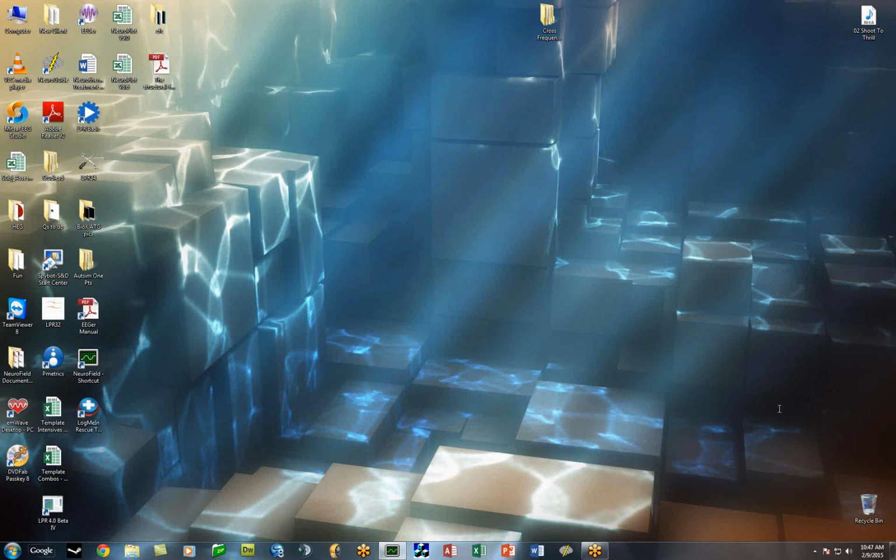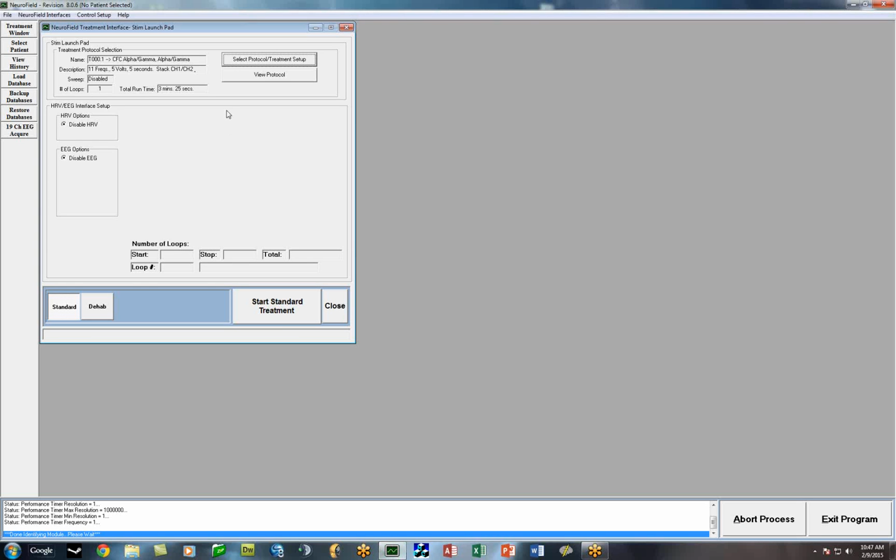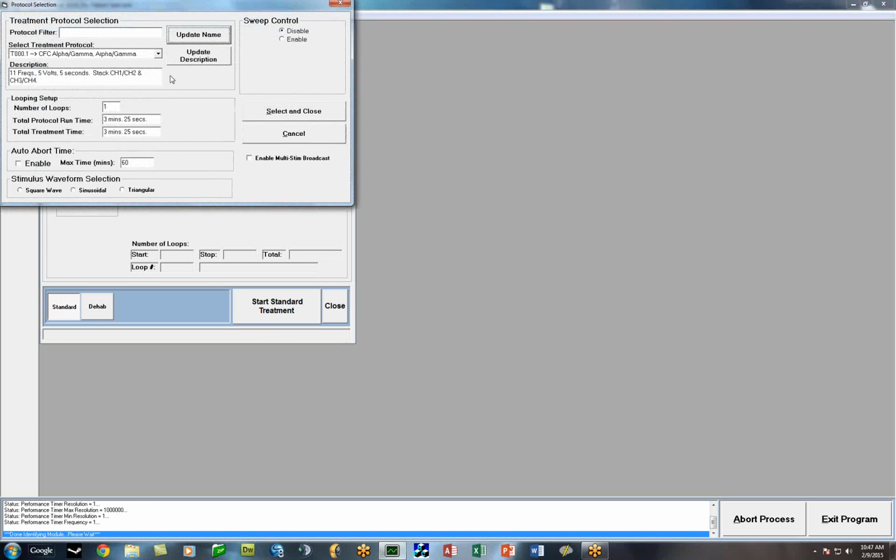Yeah, it's the delta, gamma, alpha, gamma protocol. And if you look in NeuroField here, select protocols. Now when you open the database, you're going to see a number of protocols that start with CFC. If you see that, CFC is cross-frequency coupling. That means you're dealing with a stacking protocol where you stack the coils on top of each other.